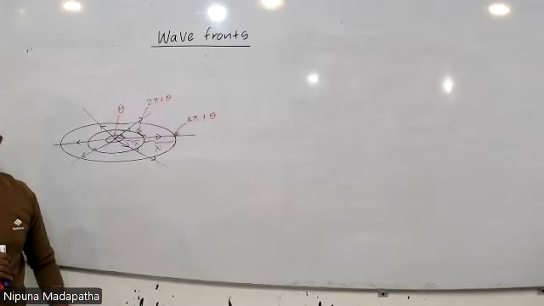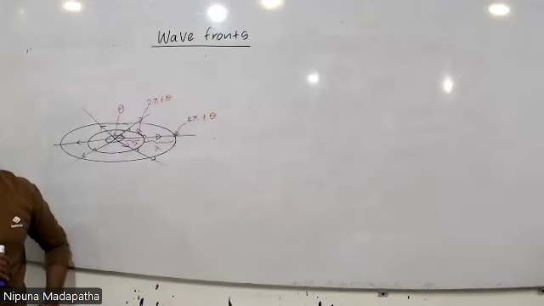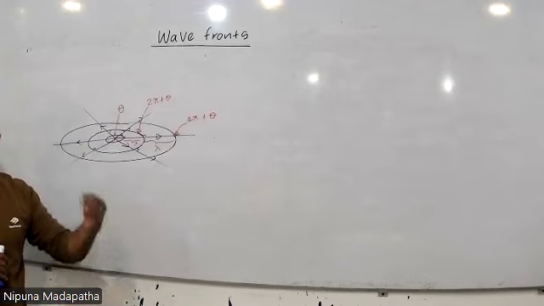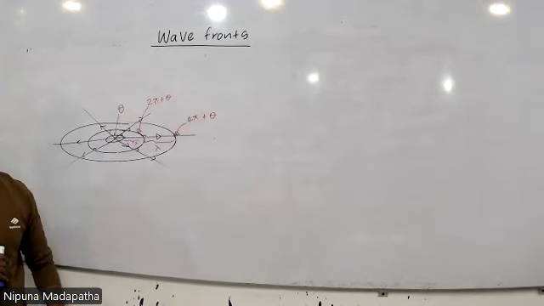2 pi is an angle in radians. 2 pi radians equals 360 degrees.